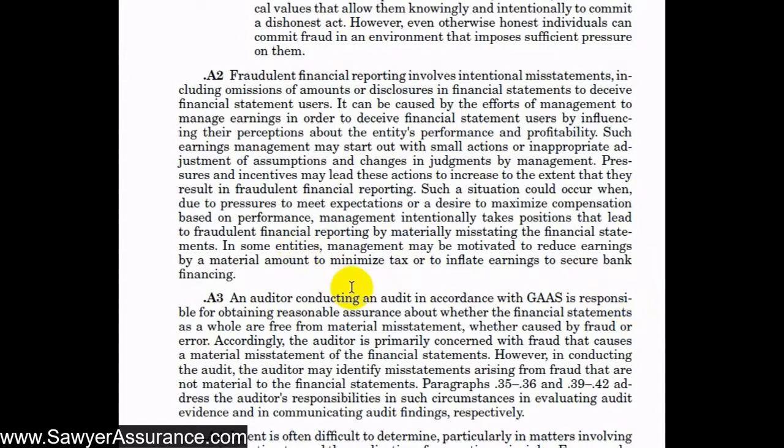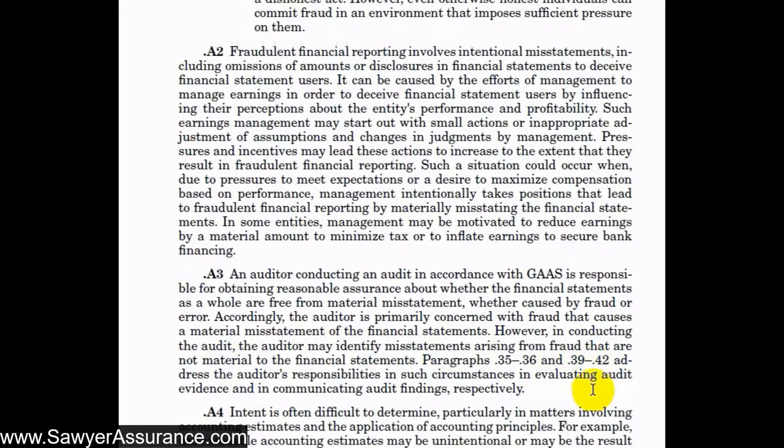And so as we saw in AUC Section 200, our responsibility as an auditor is to obtain reasonable assurance about whether the financial statements as a whole are free from material misstatement, whether caused by fraud or error. So it's not our responsibility to find every fraud or every misstatement that occurs because of fraud, but only those material misstatements that could be caused by fraud or error. And as a result, we're only concerned with fraud that causes a material misstatement of the financial statements. However, in some circumstances, we might find immaterial misstatements due to fraud, and in future videos, we'll discuss those in sections 35 through 42 here.